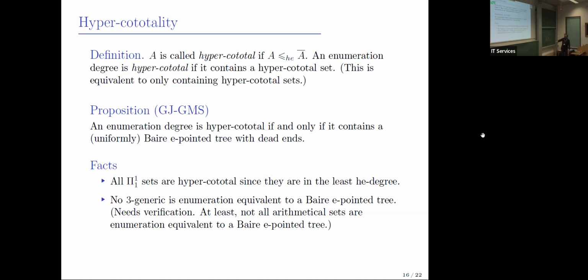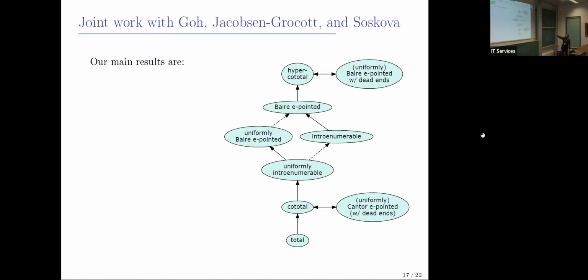And those are all hyper-cototal. So we know that hyper-cototal does not imply Baire e-pointed. And in fact, this is so much weaker than that. There's a big gap. This can fail for arithmetic. This is trivially true for hyperarithmetic. Okay, so I spent a long time telling you about these things, but they're too far away. All the action is really happening here.